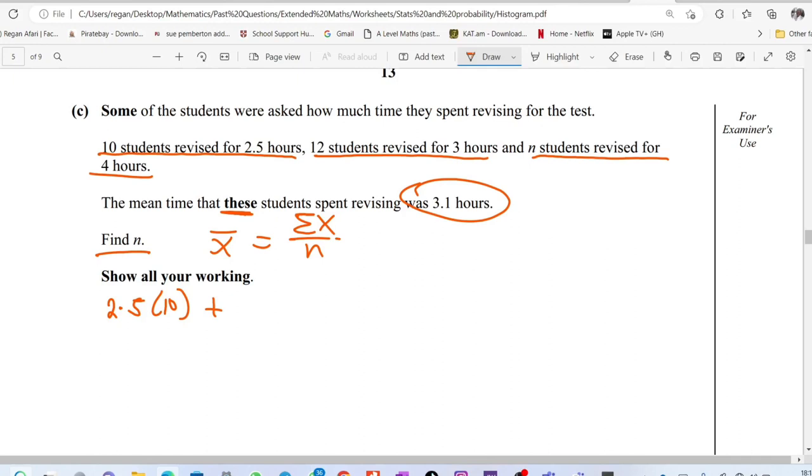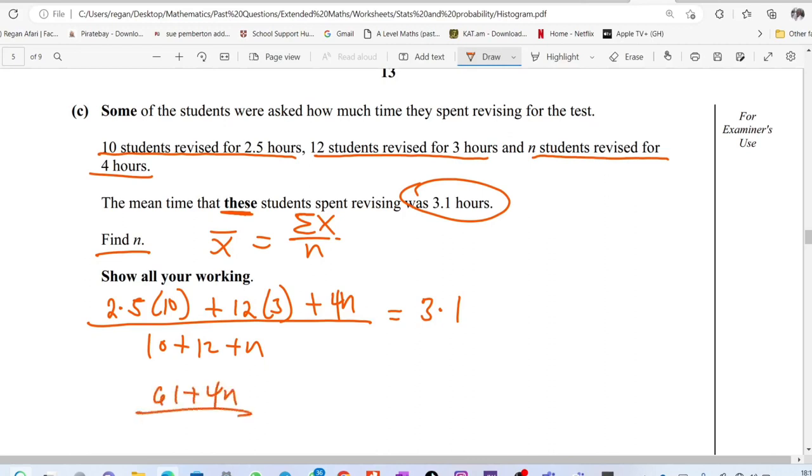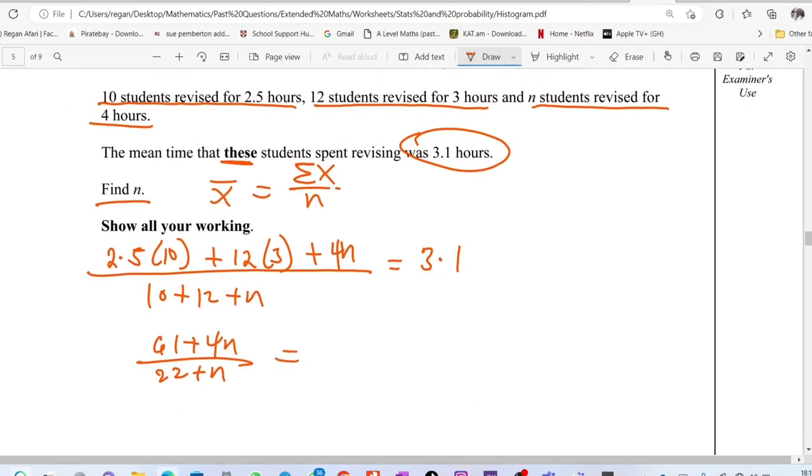Then 12 students will have a combined hours of 36, and n students will have 4n. All of this is divided by the 10 students, the 12 students, and the n students, and we can equate it to their combined mean of 3.1. So this should be 25 plus 36, that's 61, plus 4n, over 22 plus n. It's actually n, which is equal to 3.1. So 61 plus 4n equals 3.1 into 22 plus n.